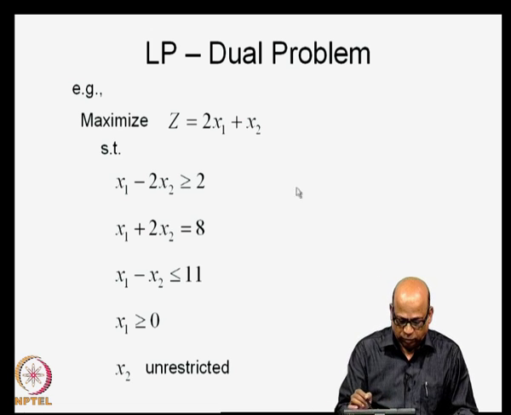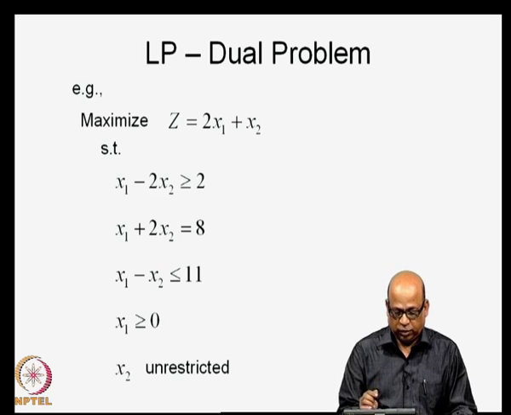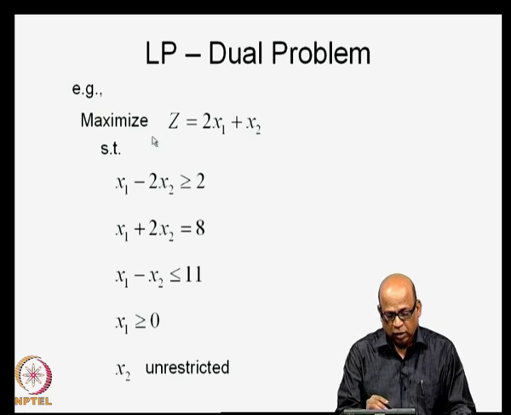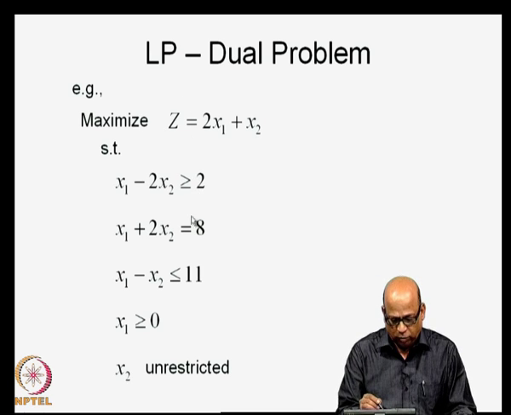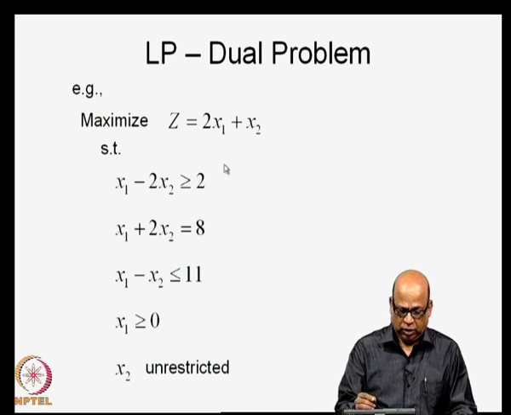For the demonstration, we will express this problem as a minimization problem with all constraints as greater than or equal to constraints. Equality constraints we will retain as they are. So, I will write this as a minimization objective function with all of these constraints as greater than or equal to. This is greater than or equal to, so I do not do anything. This is less than or equal to, what do I do? I multiply it by minus 1. So, minus x1 plus x2 greater than or equal to minus 11 is how we write.